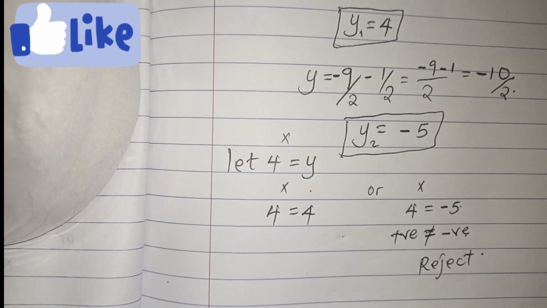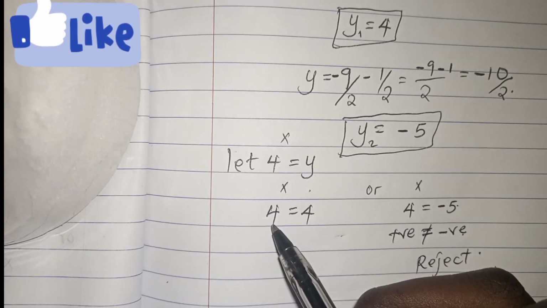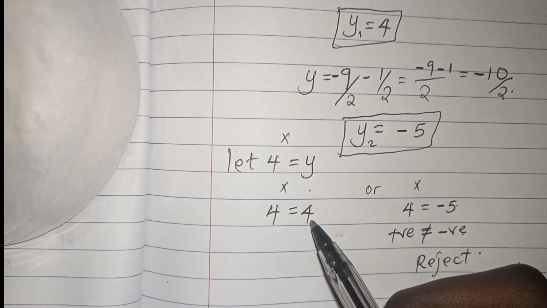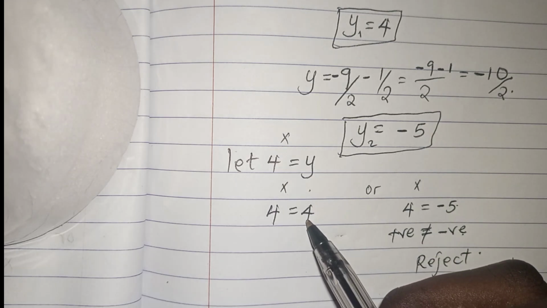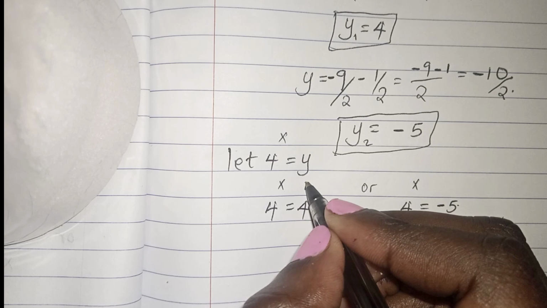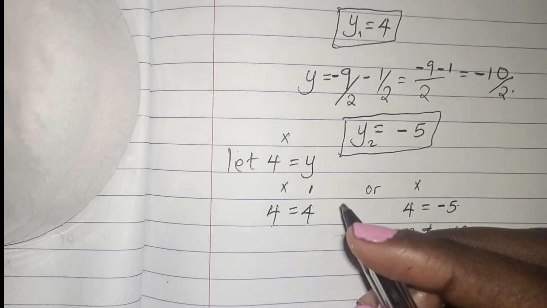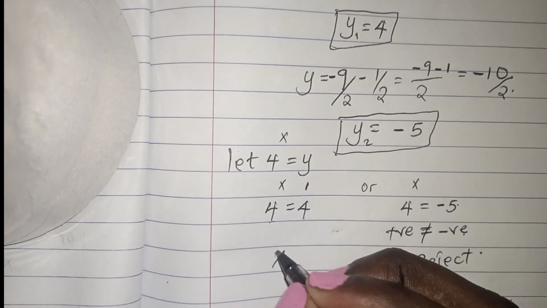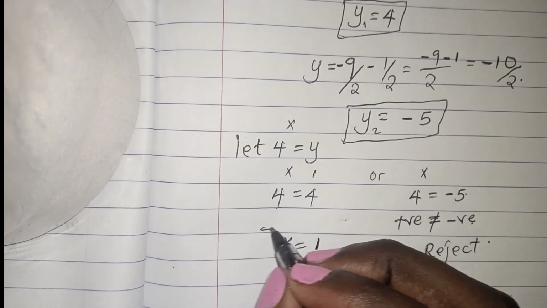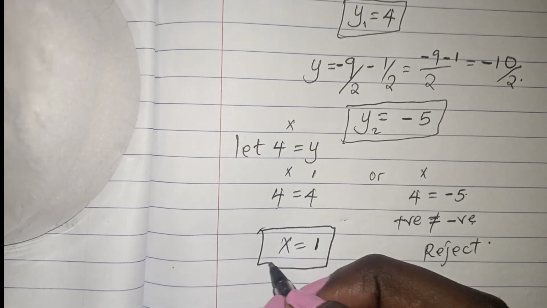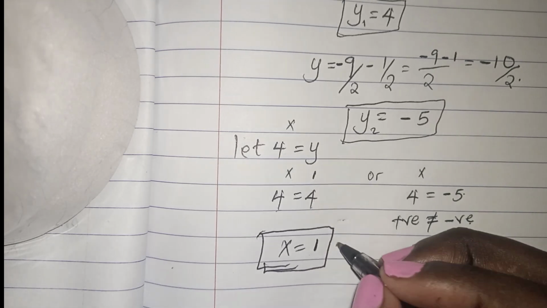So on this other side, we have 4 to the power of x is equals to 4. So this will be 4 to the power of 1, which is 4. Our bases are the same. We can equate our exponents. So x is equals to 1, and this is the value of x. X is equals to 1.